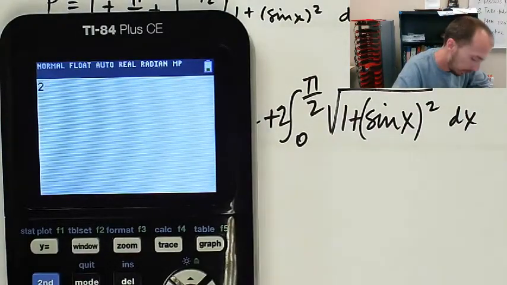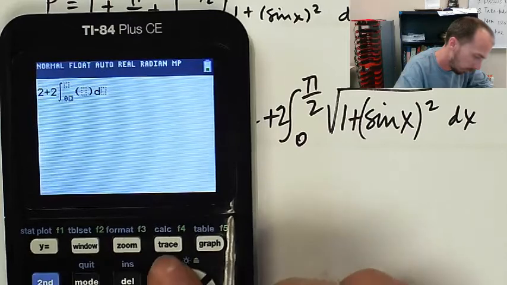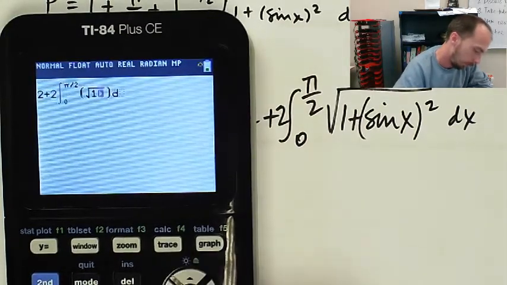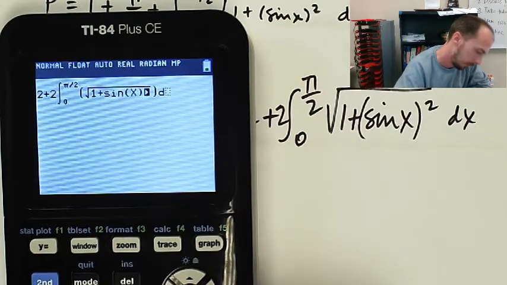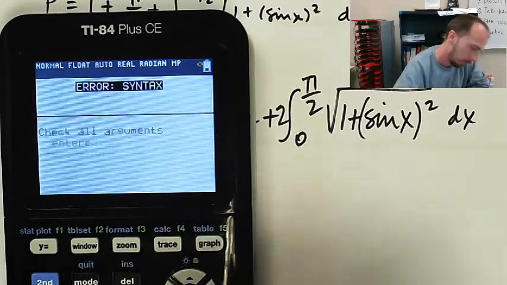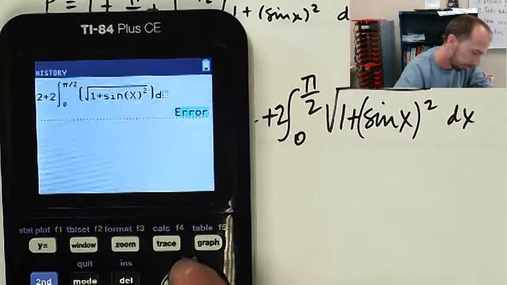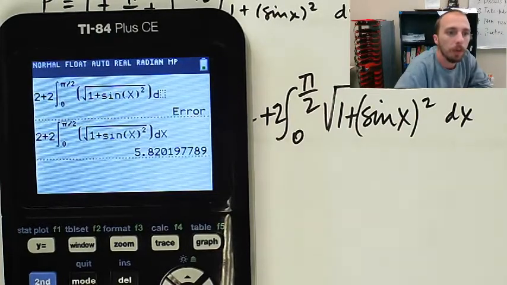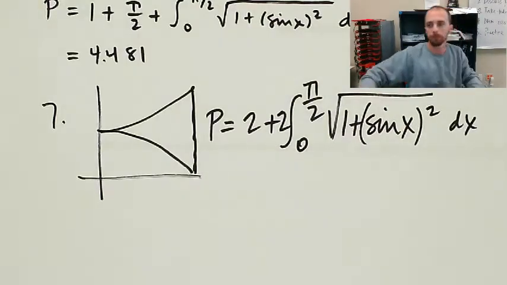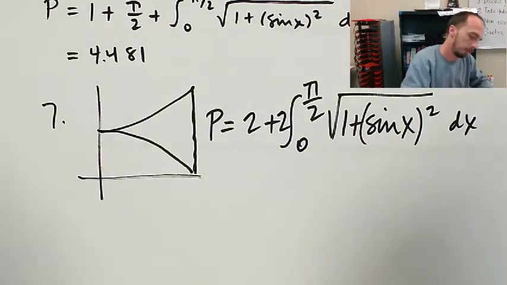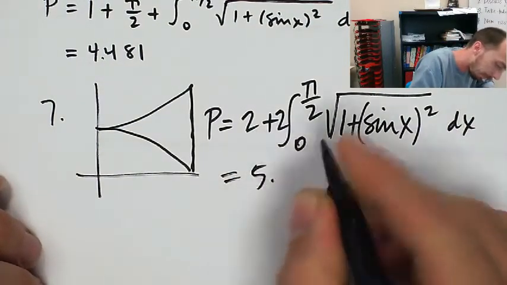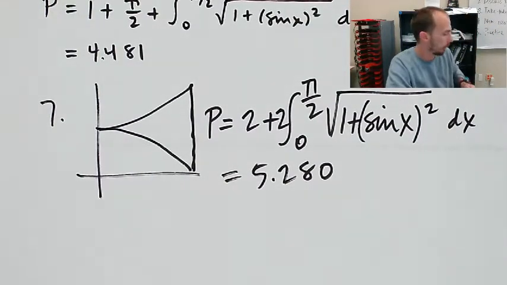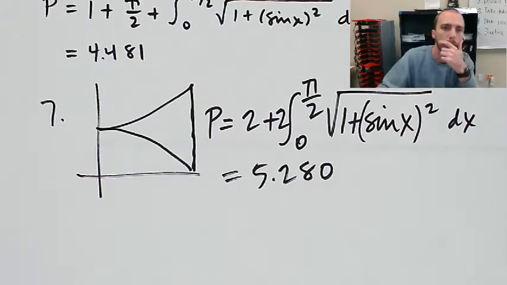So I've got 2 plus 2 integrals from 0 to pi over 2 of the square root of 1 plus sine of x squared. Okay. And I will get 5.820. Okay. And that's all I've got for these problems.